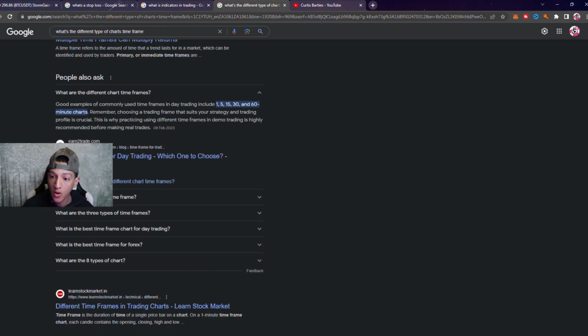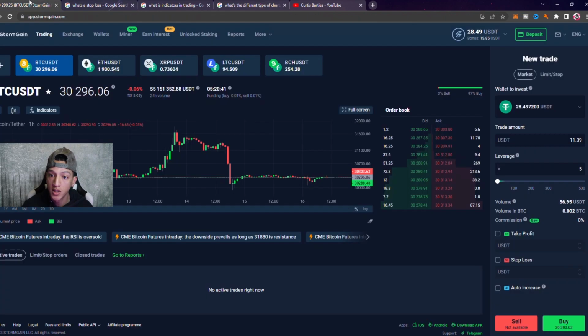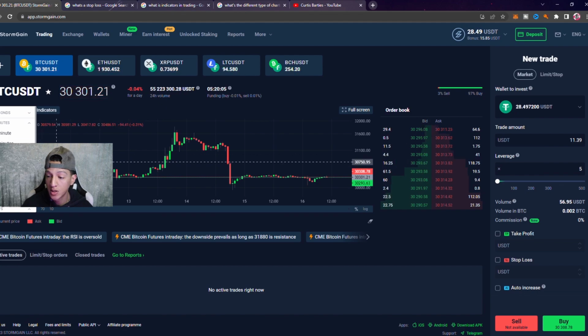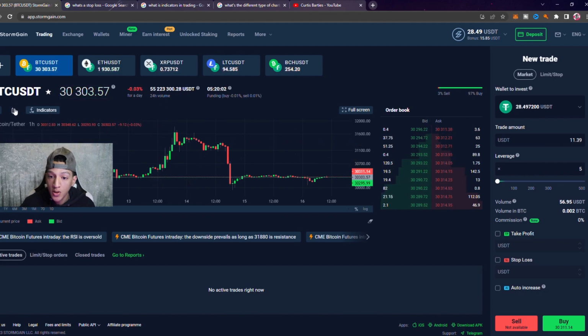A good example of commonly used time frames in day trading includes 1 minute, 5 minutes, 15 minutes, 30 minutes and 60 minute charts. Remember, choosing a trading time frame that suits your strategy and trading profile is crucial. This is why practicing using different time frames in demo mode is highly recommended before making real-time trades. So basically this depends on you, what type of trader you are. If you will basically be a swing trader, commonly you're probably not going to be as active. And if you'll be trading on a 5 minute to 15 minute time frame, so this basically depends on you as a trader. So here we just got the type of charts.